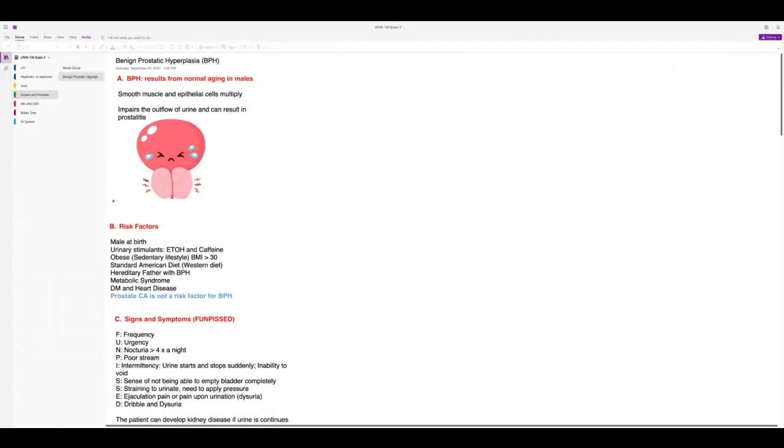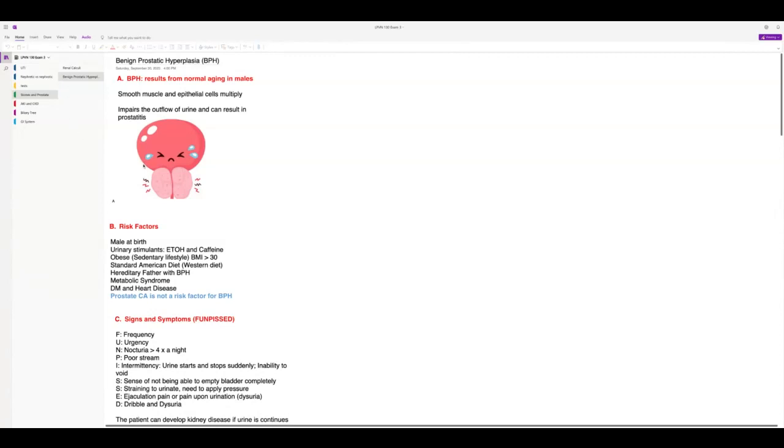Okay, so your risk factors are being male at birth, drinking alcohol, caffeine; those are considered urinary stimulants. Leading a sedentary lifestyle or being obese with a BMI greater than 30, eating the standard American diet, a father that had BPH, metabolic syndrome, and diabetes and heart disease. Now, prostate cancer is not a risk factor for benign prostatic hypertrophy because it's benign.